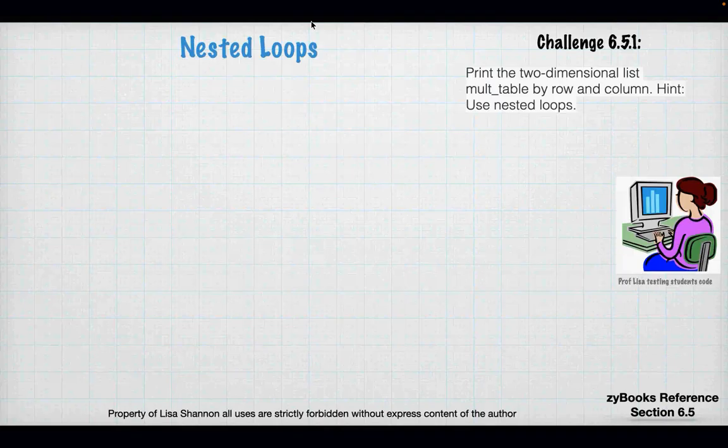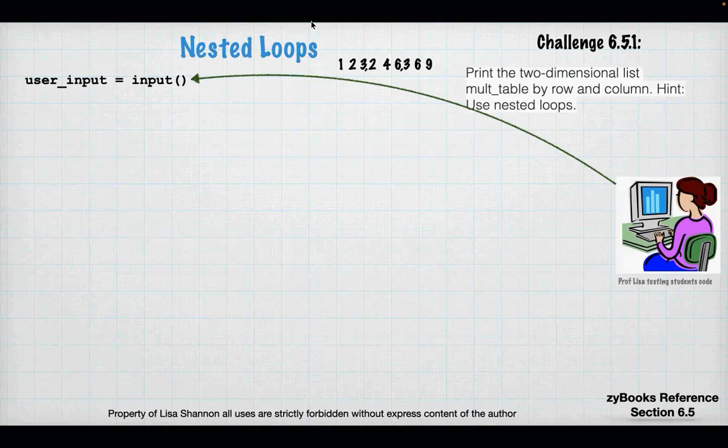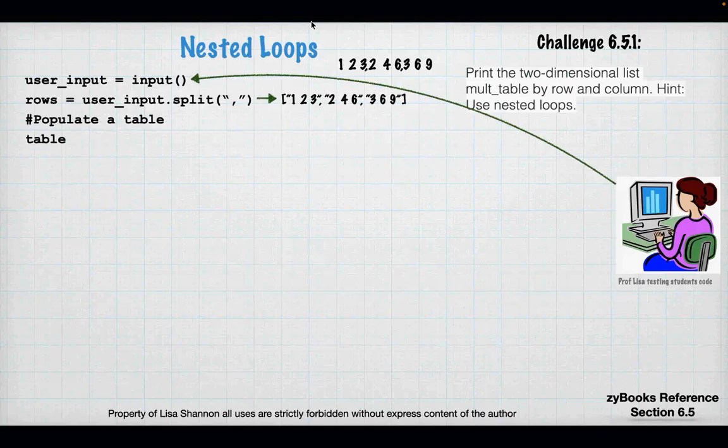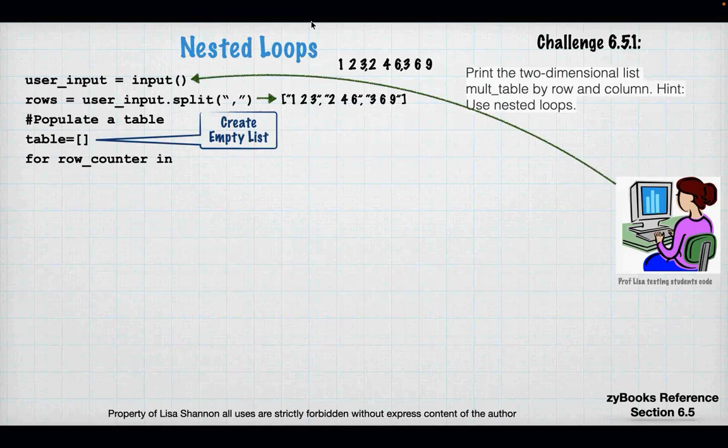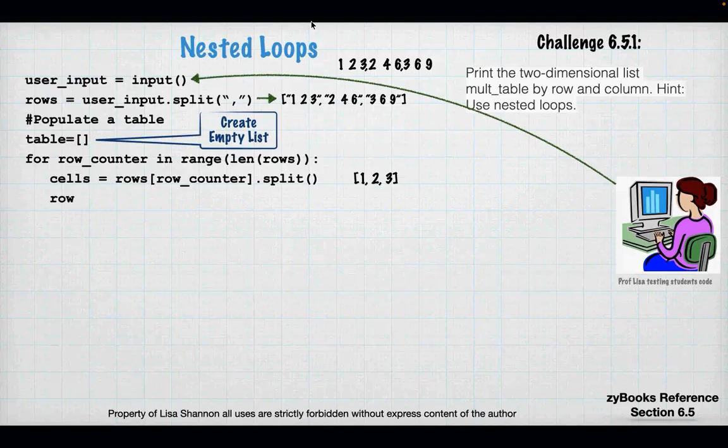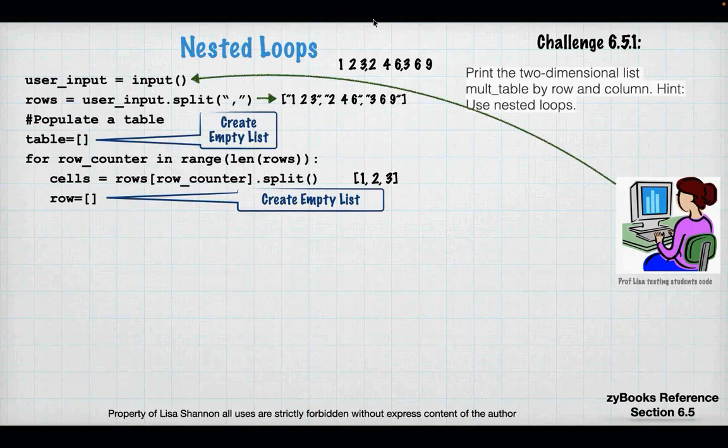So let's talk about nested loops. Because if you're going to have multidimensional lists, you have to access them using nested loops. And it's going to be nested for loops. So I'm going to input something, and it's 123, 246, 369, separated by commas. So I'm going to split that, and what I get is a list of 3 strings. The first string is 123, the second string is 246, and the third string is 369. And I'm sorry, this is just running on its own.